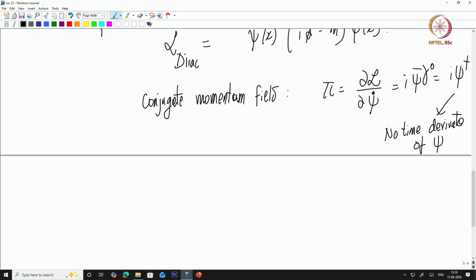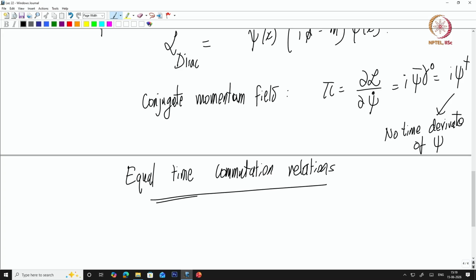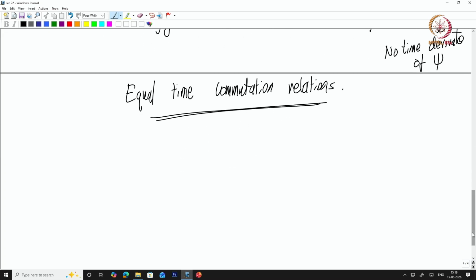So we immediately promote this into what we want as the equal time commutation relations, which we have done for the scalar field essentially. Let us impose these equal time commutation relations for quantization conditions.